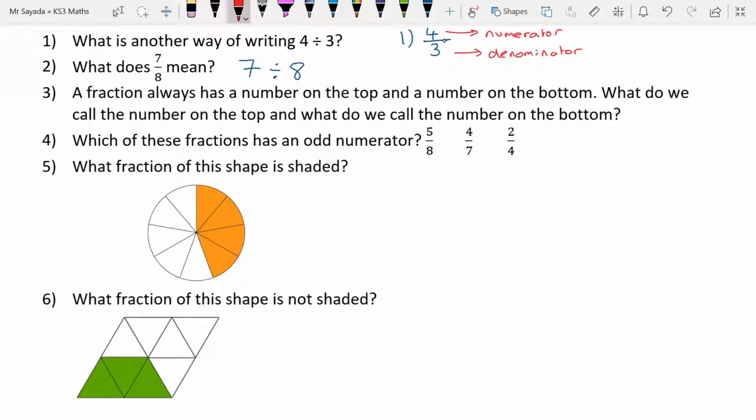Please pause the video to make sure that you've fully marked those 3 questions. Press play once you've marked and corrected them. You should have now marked and corrected questions 1, 2, and 3.